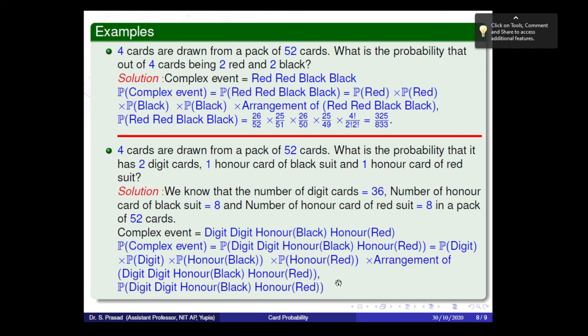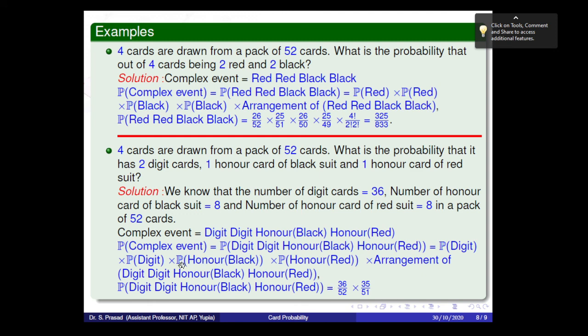And after that we write the numerical values. What is the probability of a digit card? Here the digit cards are 36. Then we write first 36 by 52, and again the probability of digit. One place is filled up by 36, then the next remaining digit is 35 coming. So we can write 35 by 51.